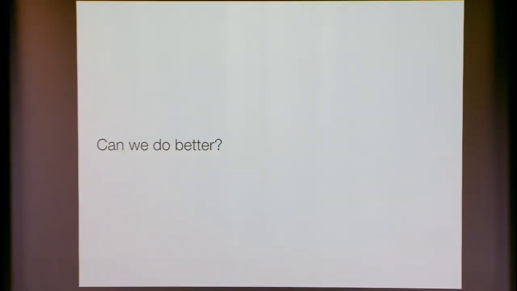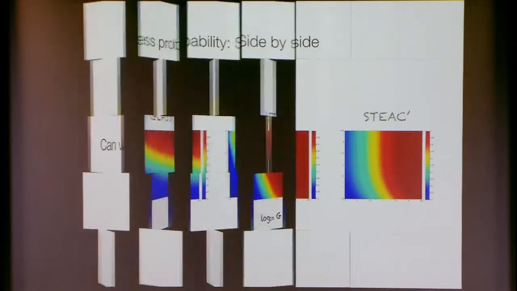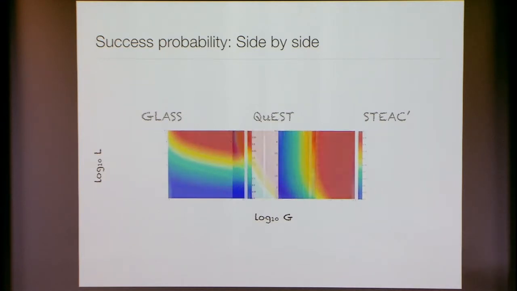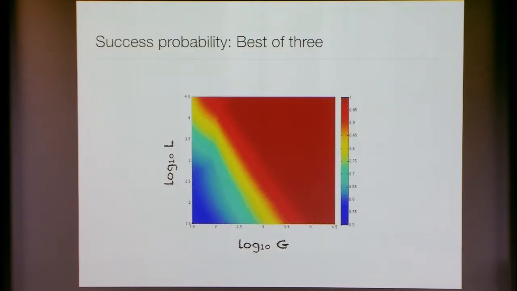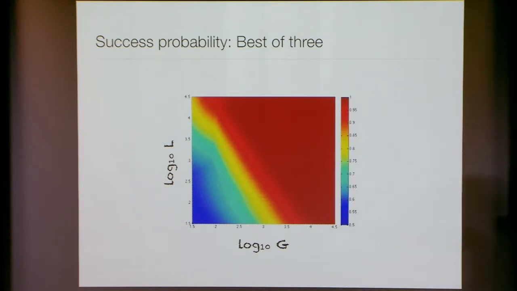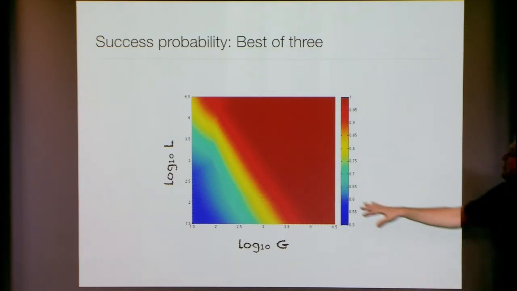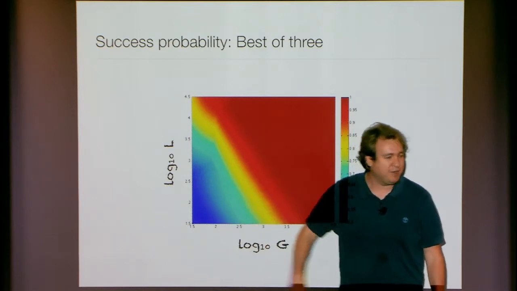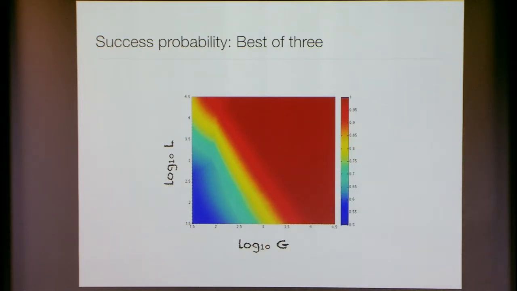Now then the last question is, can we do better than this? Okay, so what do we have? We have these three methods. If I superpose them, this is the best of the three for each possible value of G and L. Can I push this even further in this regime where I have shorter sequences and fewer genes? And it turns out that the answer is no.